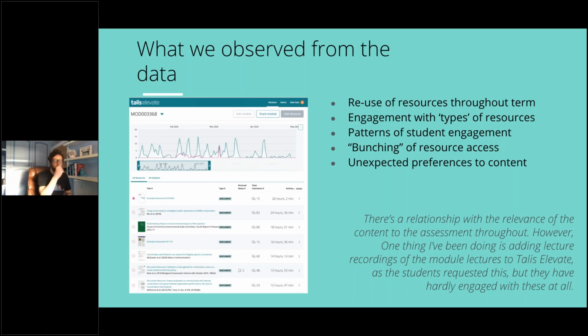And as I mentioned earlier on, I think one of the key things that Toby learned here was the unexpected preference to content, both in format, but also in subject matter. And by that I mean thematic subject matter. If talking about migration patterns in this module, the students on this course had a preference over oceanic migration rather than bird migration, for example.